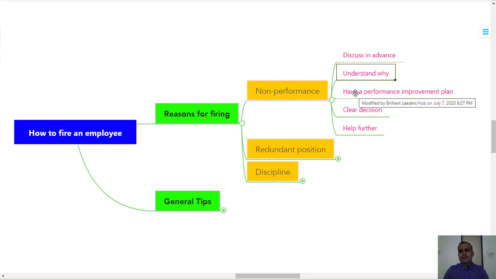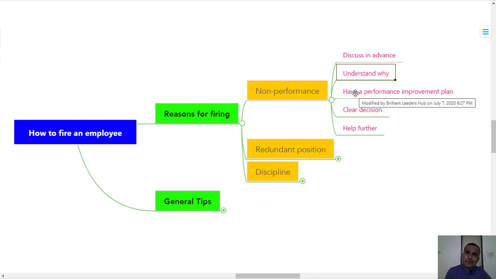Now let us assume that there have been performance issues and nothing extreme like substance abuse or whatever. Then the following step for you to do is have a performance improvement plan, because just telling a person that you're not doing well is not good enough. So in a performance improvement plan, you check with the person, what are the things you want me to help you with, what are the things that you struggle to do, what are the things that you are good at, strengths, weaknesses, and also make the expectations clear.